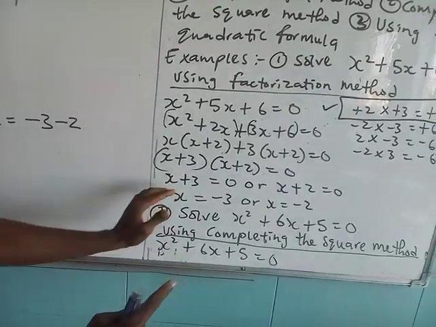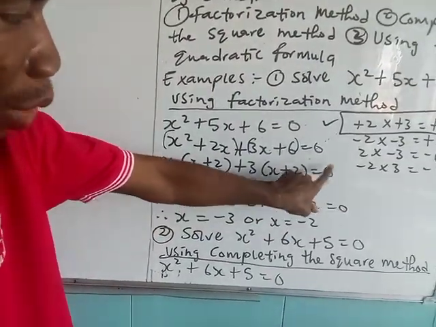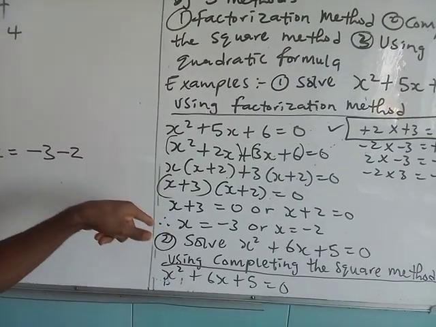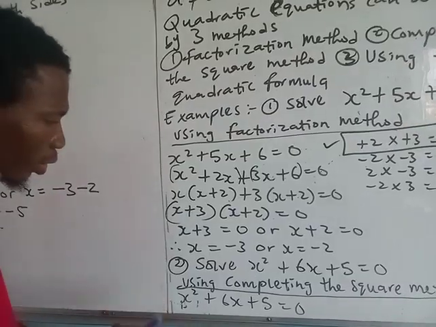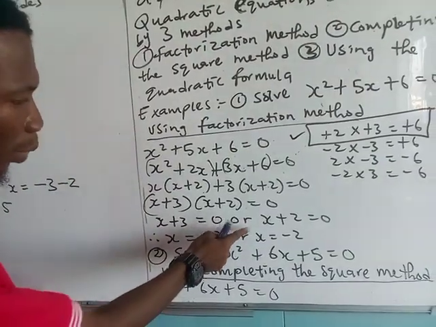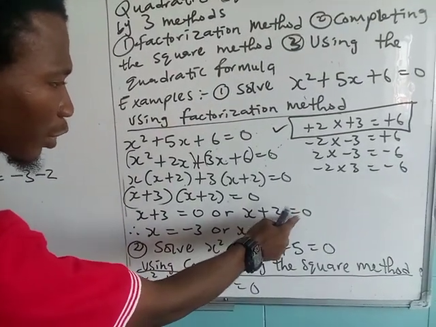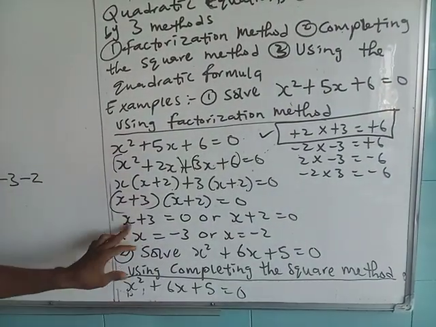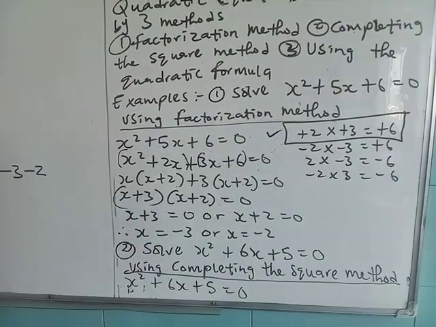And remember, when you are doing all this, it will be equal to 0. We are dealing with a quadratic equation, and we want to get the roots of this equation. So x plus 3 is equal to 0, or x plus 2 is equal to 0.